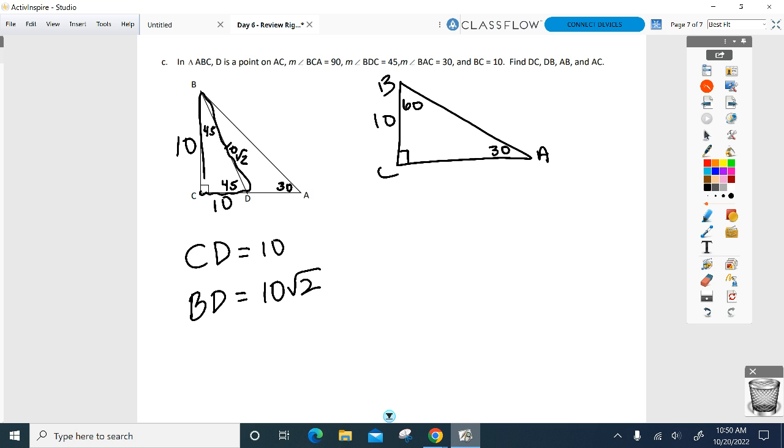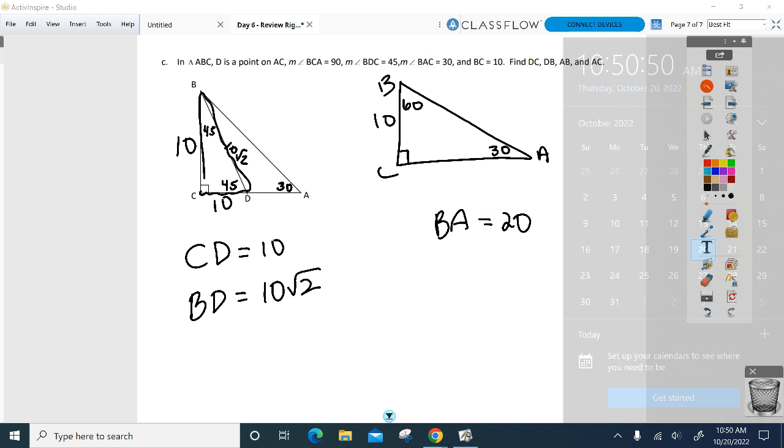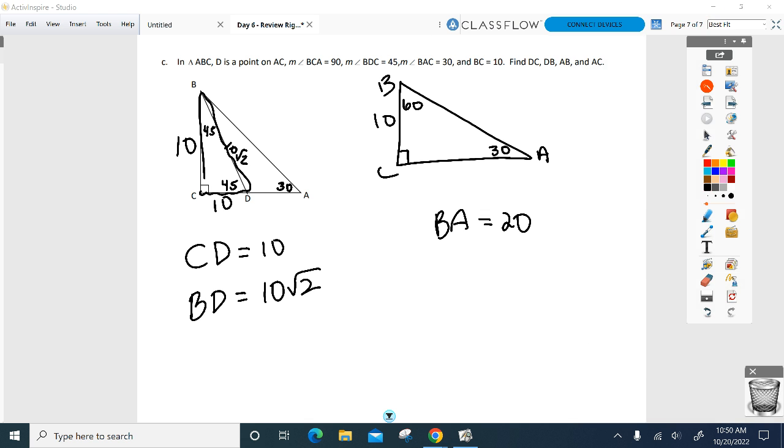Clayton, what's the hypotenuse on this diagram? 20, which is what side? BA is 20. And I'm going to run out of time here. For CA, I multiply the shorter leg times radical 3. 10 radical 3.